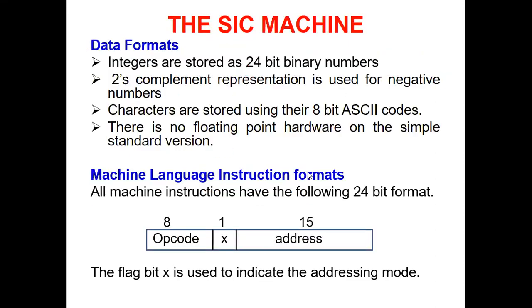If we can go back here, we said that we have only one machine language instruction format. So every machine language instruction begins with an opcode, which is in the first 8 bits. Then bit number 9 is a flag. That is what we call X. That bit can be a 0 or a 1 because these are binary numbers. And then the remaining 15 bits are the address. If the address is the one given in the instruction, that is direct addressing, okay?